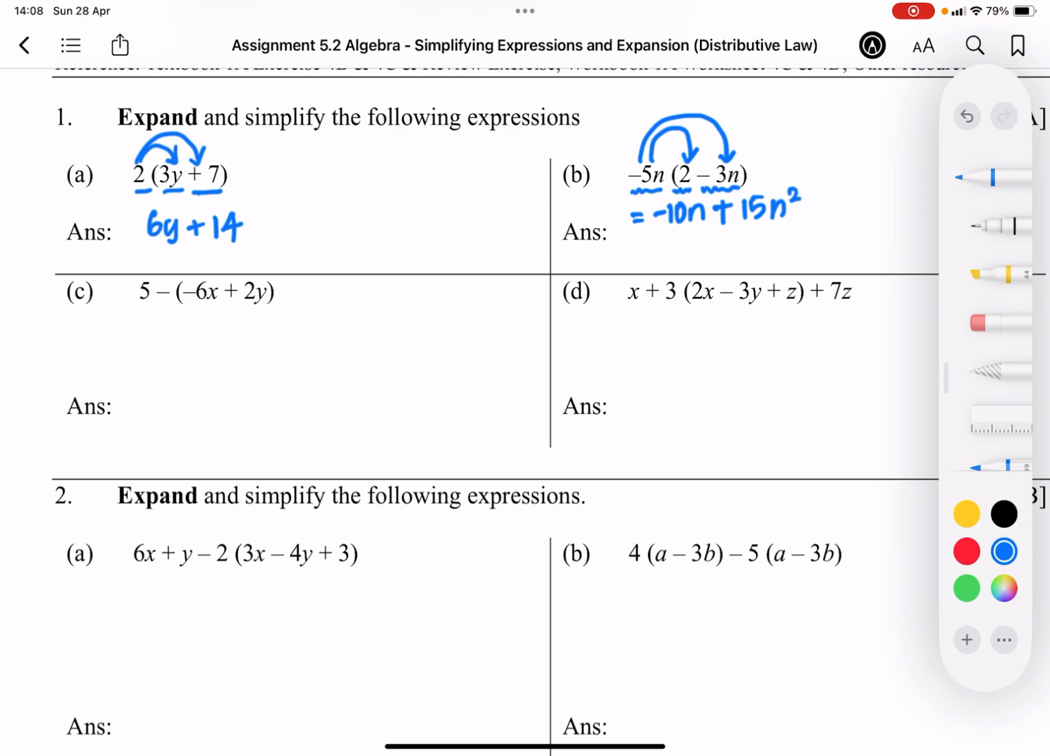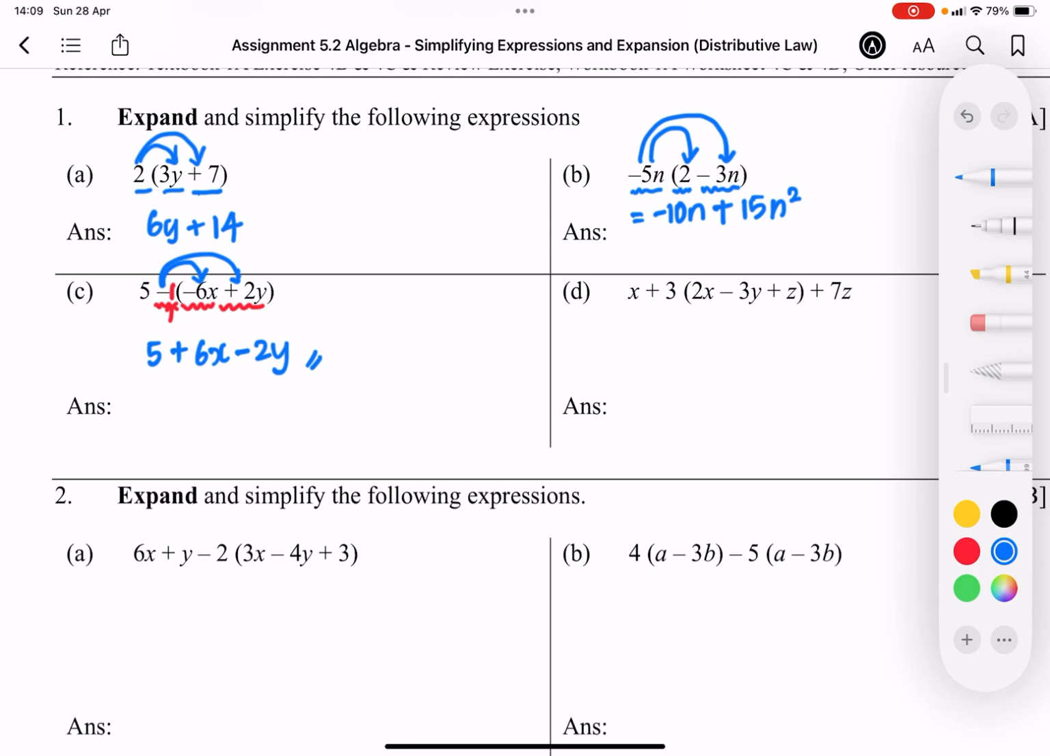Next, here we notice that it is 5 minus the bracket negative 6x plus 2y. There isn't any number here, so we put a ninja 1 here. And now it will become negative 1 times the two terms inside the bracket. With this, we have 5, then negative 1 times negative 6x will give positive 6x. Negative 1 times positive 2y will give negative 2y. Since there isn't any like terms, this is the answer.